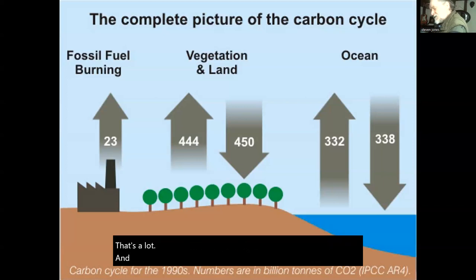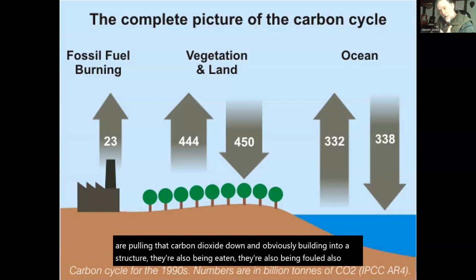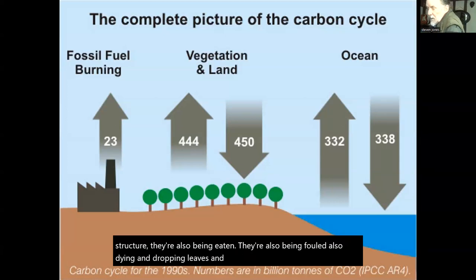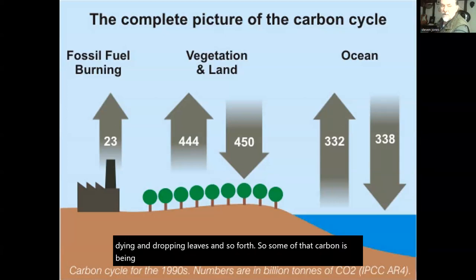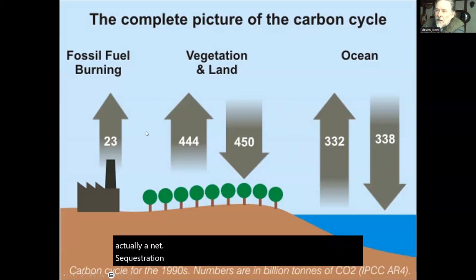But those plants and those forests and these living systems that are pulling that carbon dioxide down and building it into their structure, they're also being eaten. They're also being felled. They're also dying and dropping leaves and so forth. So some of that carbon is being returned to the atmosphere. And there's a constant return as well. But what we can see, with figures as of the 1990s, is that there's actually a net sequestration. There's a net locking away of about 6 billion tons a year. Okay, don't worry about the numbers. What's interesting is the proportion.